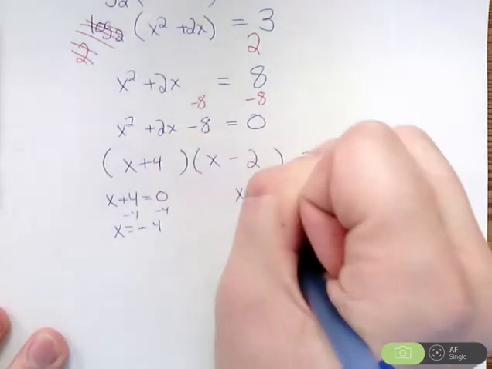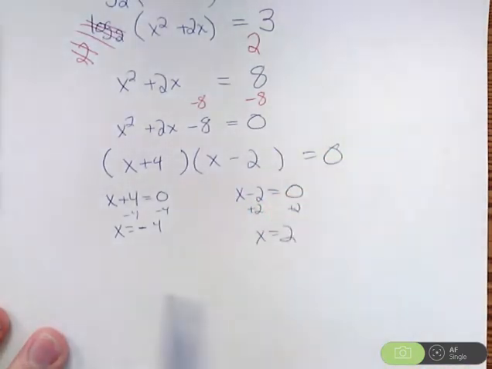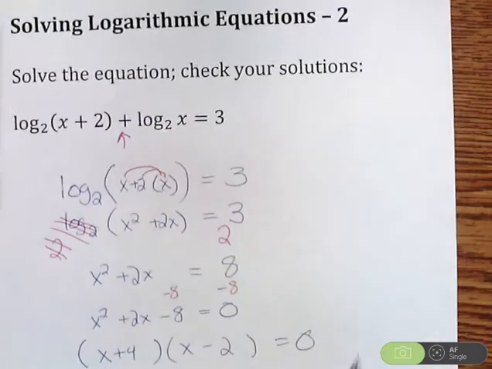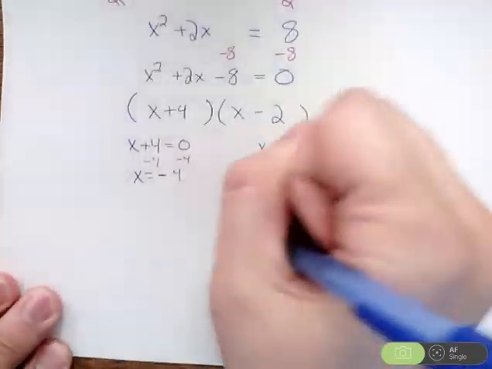And my right one, I would add 2 and add 2, so I get x equals 2. So I have two answers here, x equals negative 4 and x equals 2. But I'm not quite done because I do have to plug back into the beginning to check our solutions. So I'm going to check each of them individually.